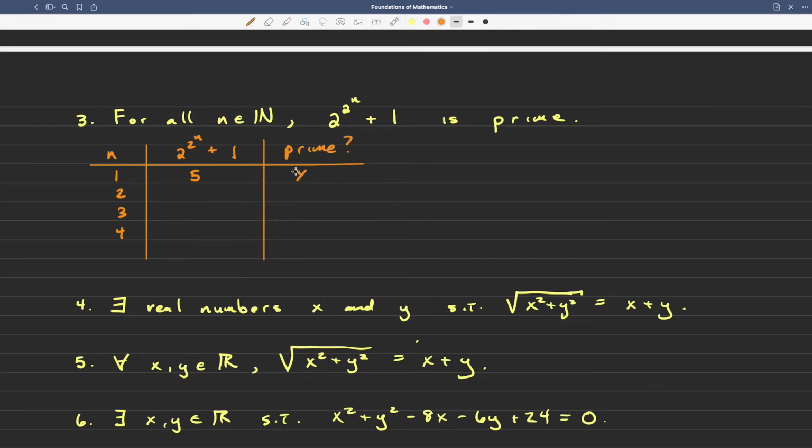Yes, 5 is prime. If you put 2 in for n, you get 2 to the 4, so that's 16 plus 1, so 17. Yeah, that's prime. These numbers get big pretty fast. 2 to the 3, so that's 2 to the 8th plus 1. So 2 to the 8th is 256 plus 1 is 257. And yeah, that's prime. It turns out when you put 4 in here, you get a rather large number, which I punched into my calculator, and I discovered that it's 65,537. And it turns out that, yes, that is a prime number.